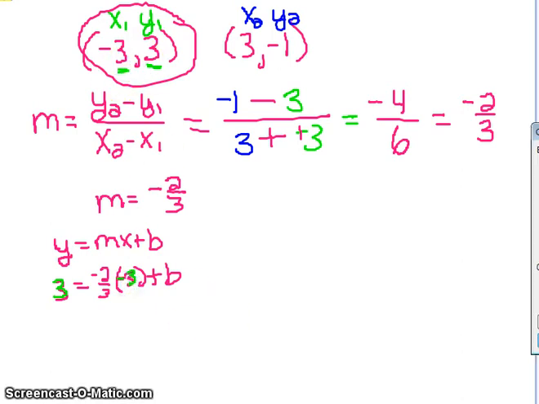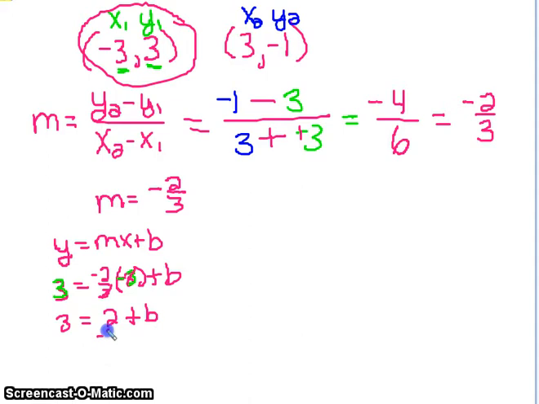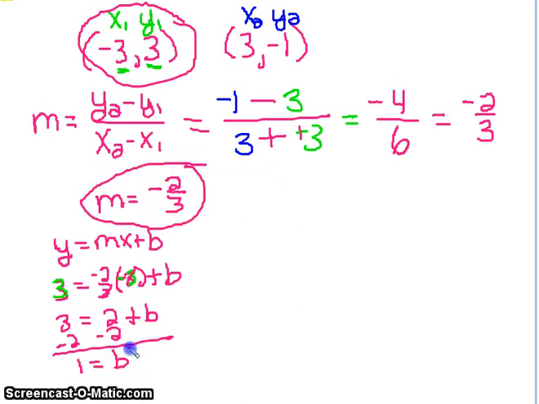To clean this up a little bit, I'm going to have 3 equals -2/3 times -3. My 3's cancel. Negative times a negative gives me a +2 plus b. And then I subtract 2 from both sides. So 1 equals b. This gives me a slope of -2/3, a y-intercept of 1. So y equals -2/3 x plus 1.